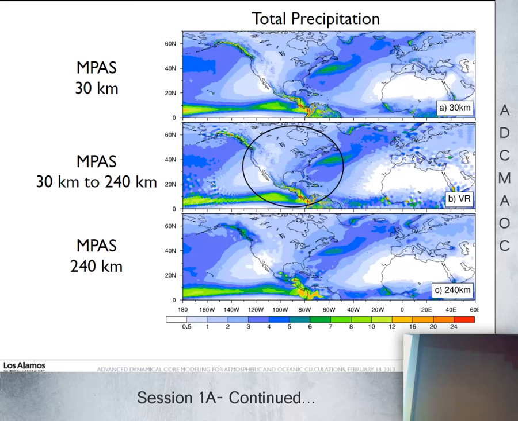And what you'll see, just pick out the storm track, right? We get an excellent reproduction of the storm track from the 30-kilometer simulation and the multi-scale simulation that is not showing up in the 240. We're also doing a little better job with the minimum in the subtropical high. You will notice that we're getting some noise out here in the variable resolution simulation.